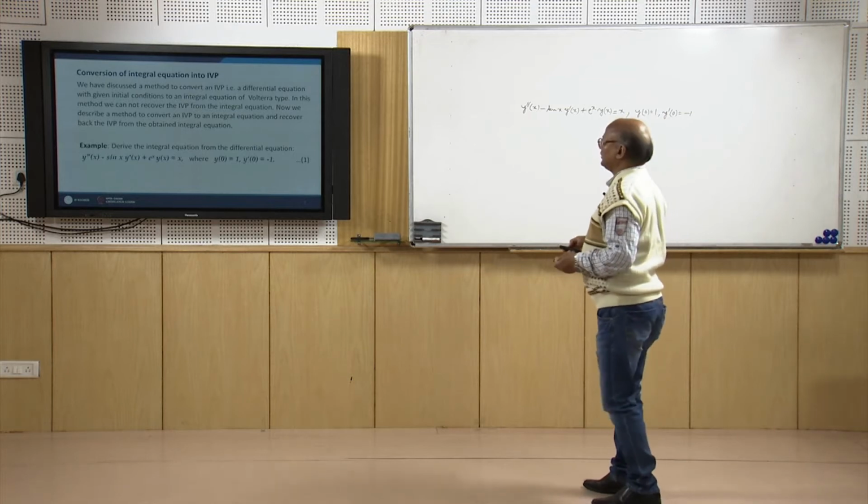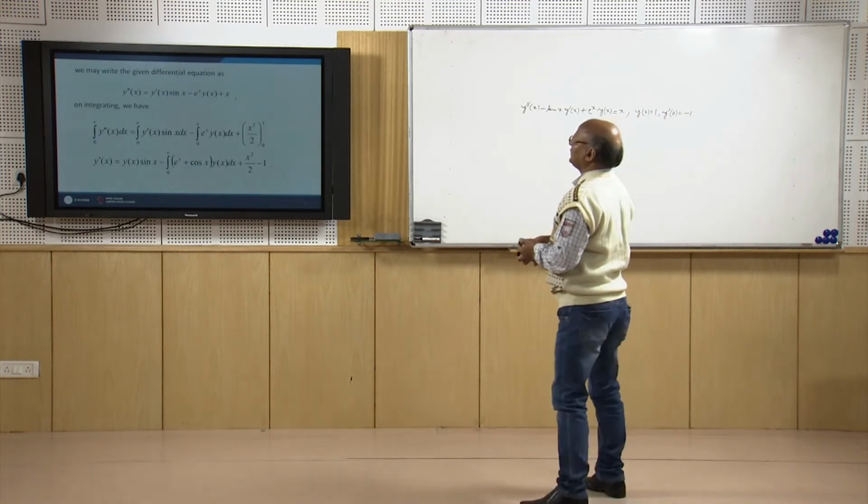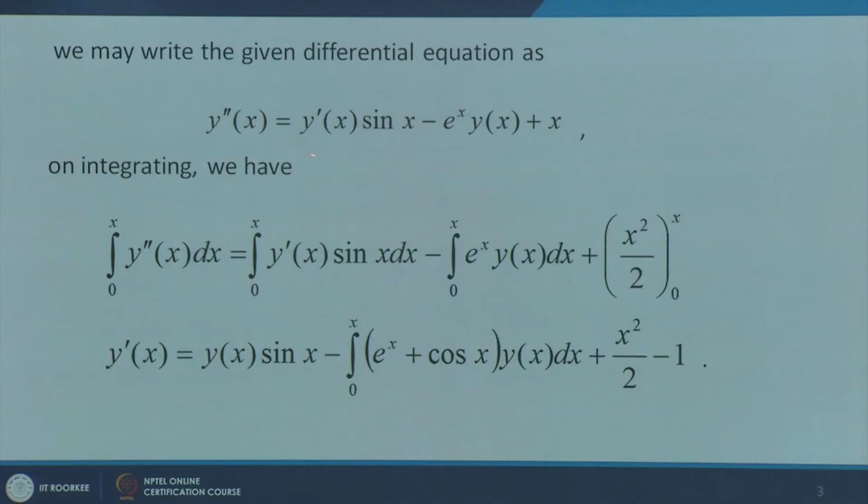So, let us write this differential equation as y double dash x equal to y dash x into sin x minus e to the power x y x plus x. Then we integrate this equation with respect to x from 0 to x. What do we get? Integral 0 to x y double dash x dx equal to integral 0 to x y dash x sin x dx minus integral 0 to x e to the power x y x dx plus x square by 2, which is the integral of x evaluated over the limits 0 and x.